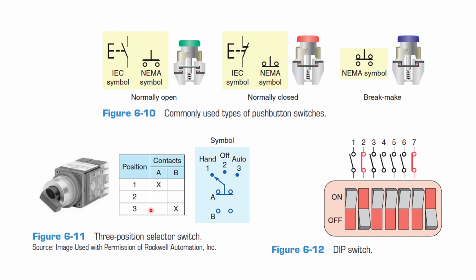In addition to this, there is also a three position selector switch, with positions such as manual and auto, or an on position and off position. At position one, it moves to contactor A. At position two, neither A nor B, and at position three it is moved to contactor B. Another one is a DIP switch, that is dual in-line package switch. It has on and off, so one contact is off, another contact is open. These all come under the different forms of representing the push button, which comes under the manual switch.